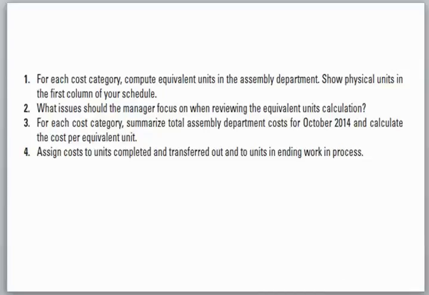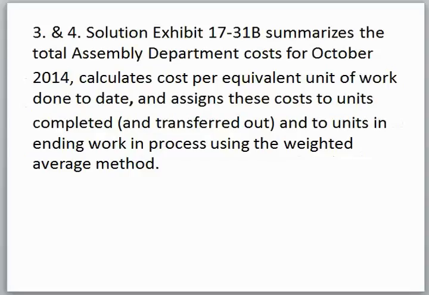Question number 3. For each cost category, summarize total assembly department costs and calculate the cost per equivalent unit. And number 4, assign costs to units completed and transferred out and to units in ending work in process. The solution for number 3 and 4.